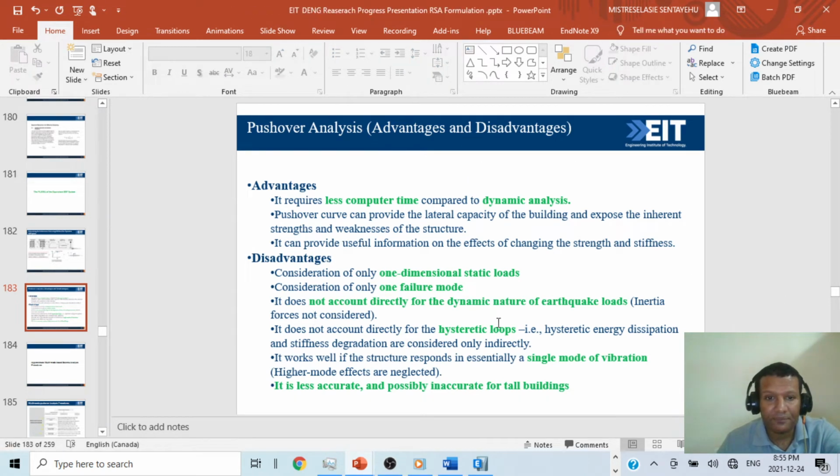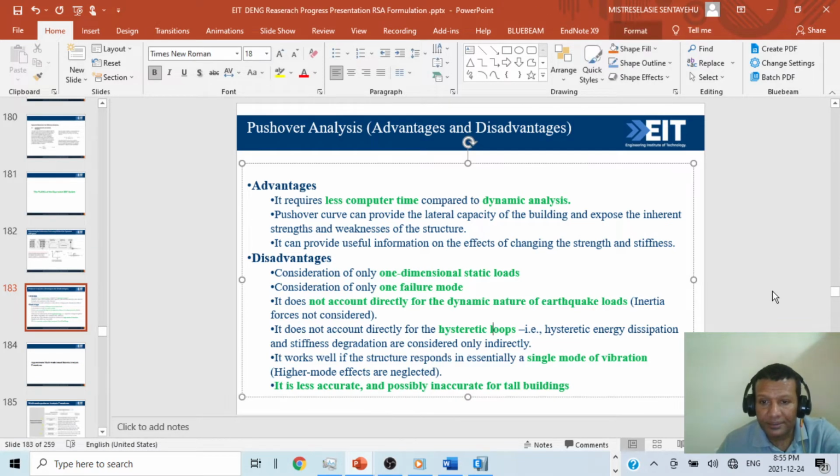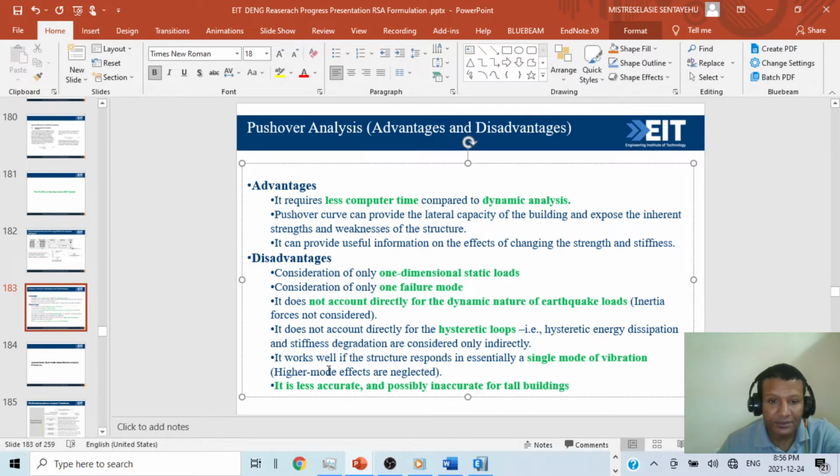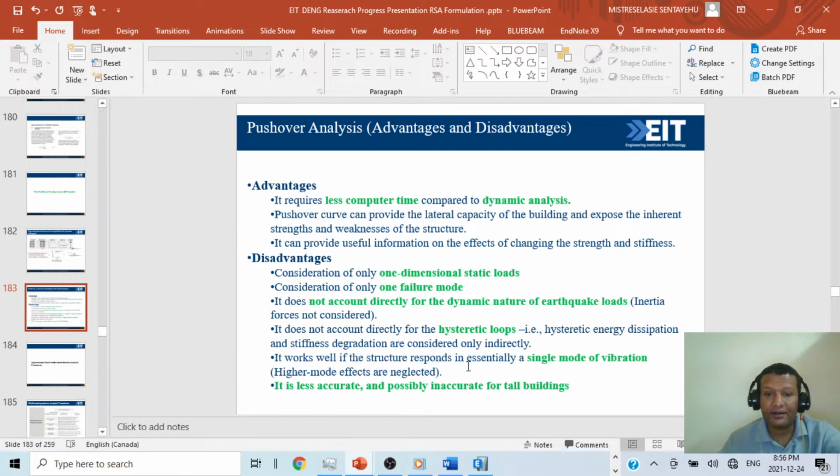This is static. It does not account directly for the hysteretic loop. Hysteretic energy dissipation and stiffness degradation are considered only indirectly, as we have seen. It works well if the structure responds in essentially a single mode of vibration. Higher mode effects are neglected, as we have seen. There is no higher mode. It is less accurate and possibly inaccurate for tall buildings.